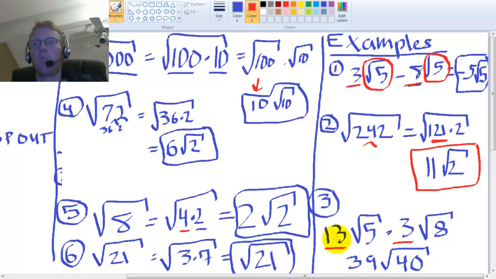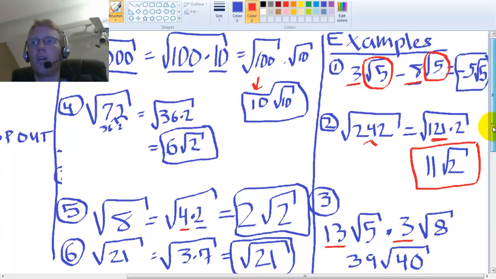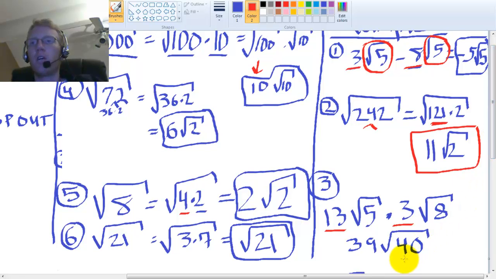Fantastic. So the product of these two pieces, 13 root 5 multiplied by 3 root 8, is going to give you 39 root 40. Now you might think you're done at this point, but anytime you have a product of square roots and the number underneath the radical is changing, you should always look at your answer and see if it's possible that it might be able to be simplified. So the square root of 40 could be written as the square root of 4 times 10, and the square root of 4 is a perfect square.